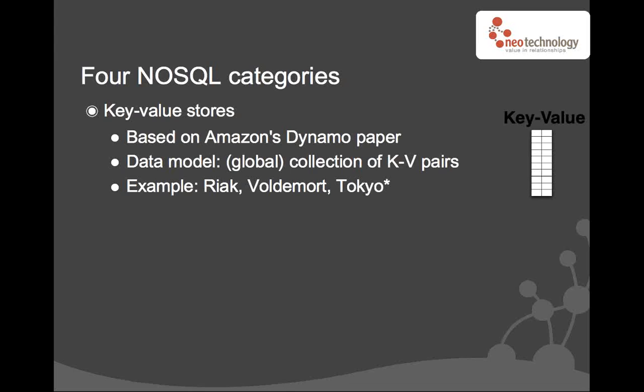The data model here is basically a global collection of key value pairs. You can think of this as, if you're a Java programmer, java.util.Map, but globally available. If you're a Python programmer, it's a Python dict. And there are equivalents in all languages. So basically a hash table that is globally available and contains key and value pairs. There's a bunch of open source implementations. One of the most popular ones is called Riak. There's also Project Voldemort out of LinkedIn, and Tokyo Cabinet and Tokyo Tyrant out of Japan. So that's the first category of NoSQL.